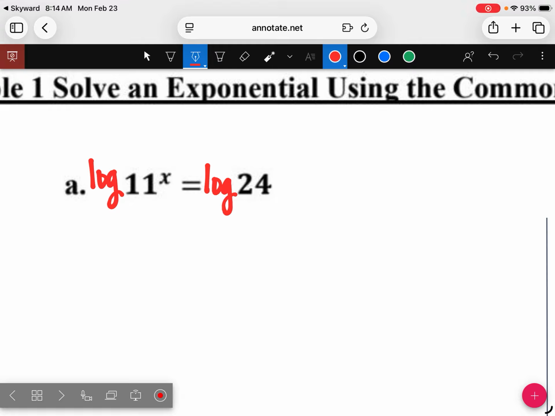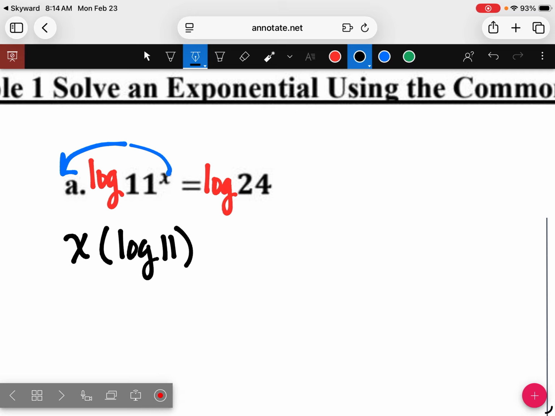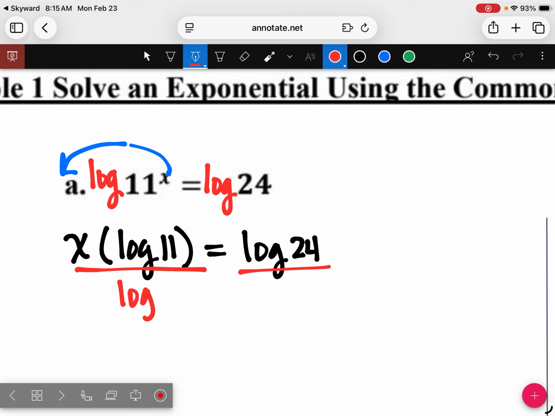if you have an exponent, what do we do with that property? Where does it move? To the front. Good. So I'm going to move this x to the front. So what that's going to give me is x times log 11 equals the log of 24. And again, when you move it to the front, that means we're multiplying it. So to solve it, the opposite of multiplication would be to divide. So you're simply going to divide both sides by the log of 11.